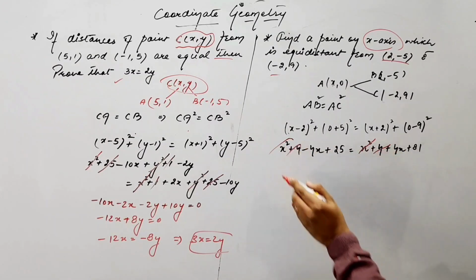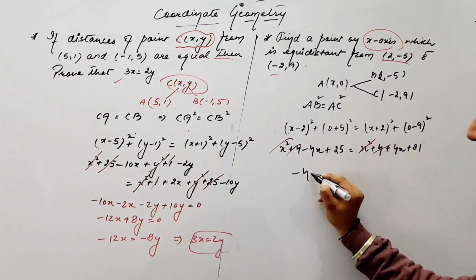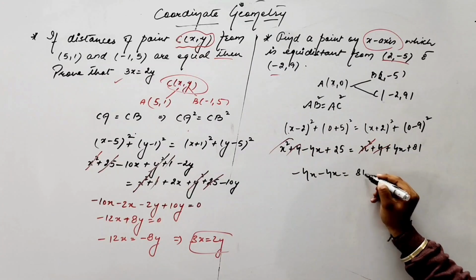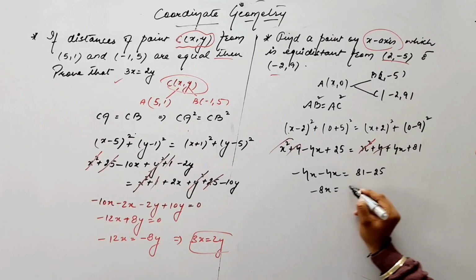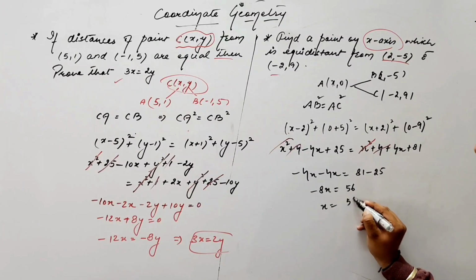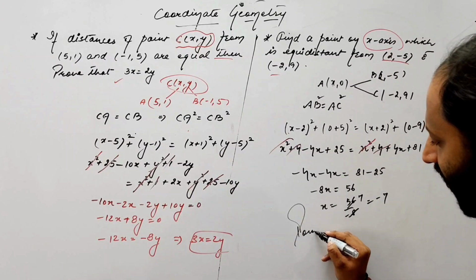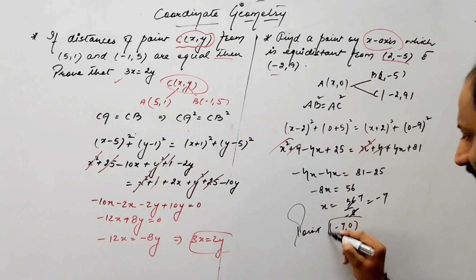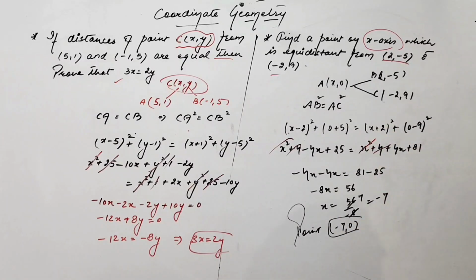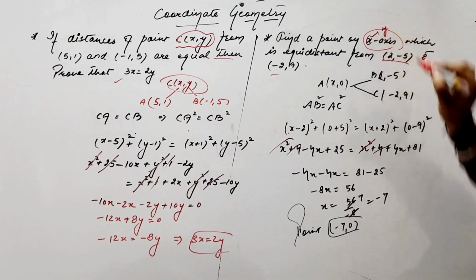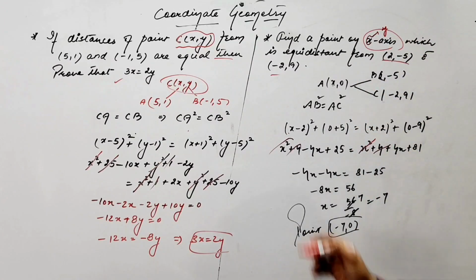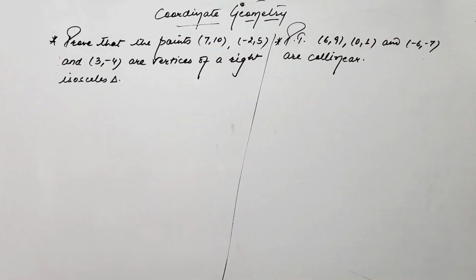Cancelled, cancelled. 4x to that side, 25 to this side. Minus 8x is 56, and x is minus 7. So the required point on the x-axis is (minus 7, 0). If it is the same question, in place of x they can write y, find a point on the y-axis. We know that it is in the format (0, y), then again we can solve in that format and get the value of y. Now we'll do some more questions to make it clearer.